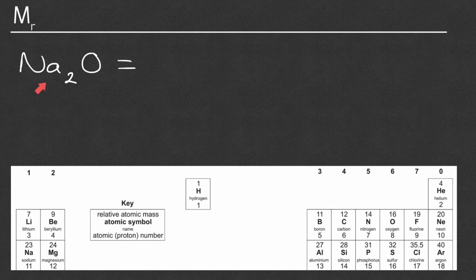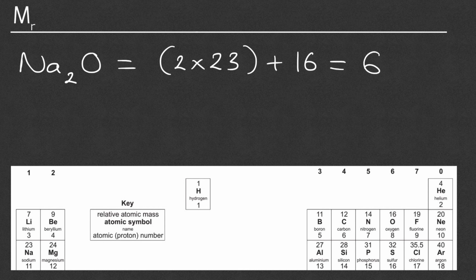If we're looking at Na2O, this means in this compound we're going to have 2 sodium atoms, because there's a little number 2 after the Na, and 1 oxygen atom, because there's no little number after the oxygen, so we must just have 1 oxygen. So to work out the relative molecular mass, we would do 2 times 23, because there are 2 sodiums, and sodium has a relative atomic mass of 23, added to 16, because there's 1 oxygen, and oxygen has an atomic mass of 16. Giving us a final answer of 62.